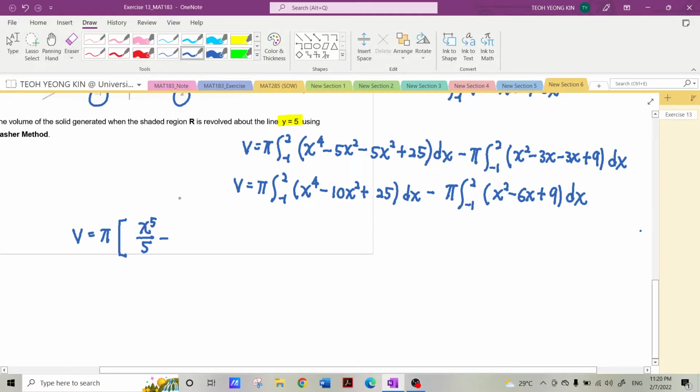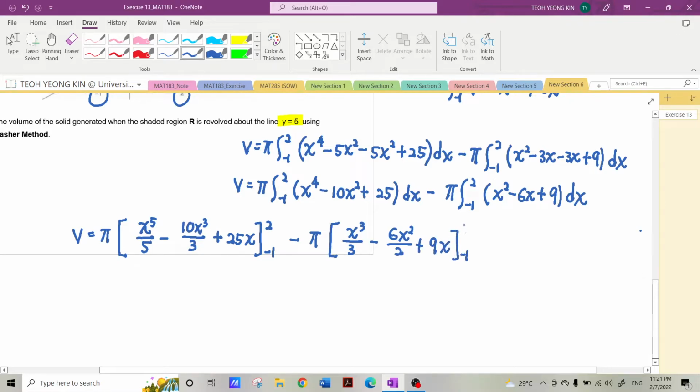so minus, here is 10x cubed over 3 plus 25x. So from -1 to 2 minus pi, integrate this part, I should get x cubed over 3 minus 6x squared over 2 plus 9x from -1 to 2.